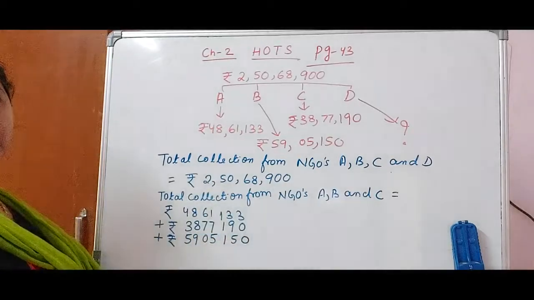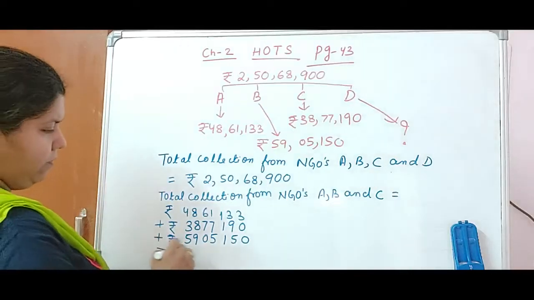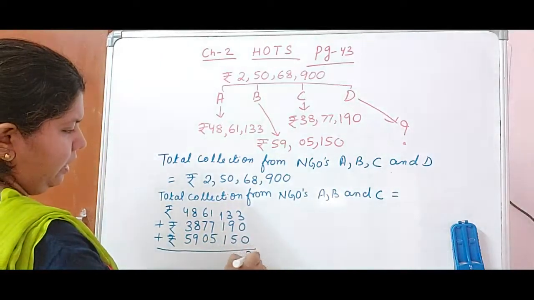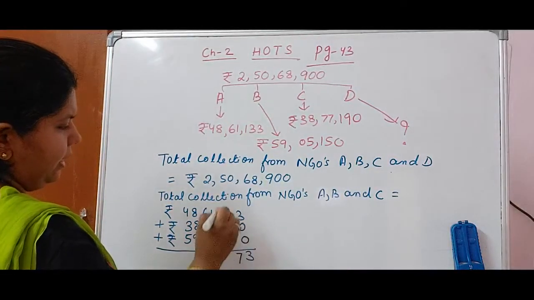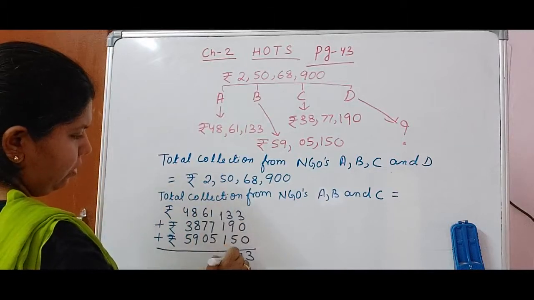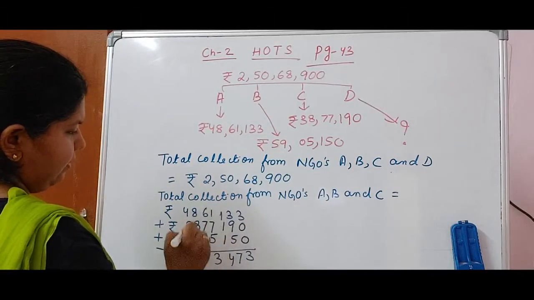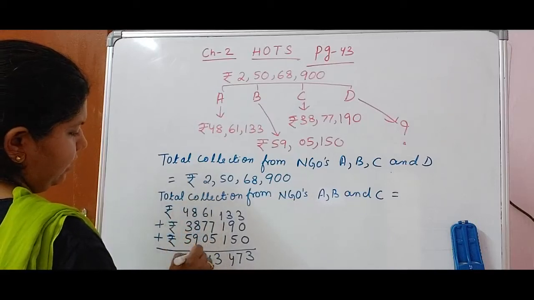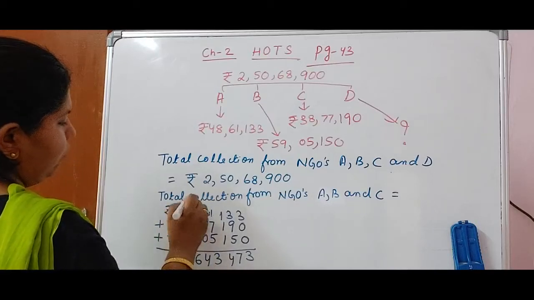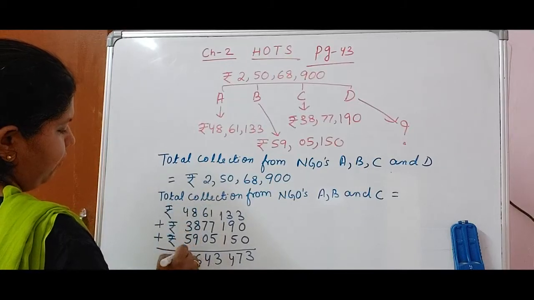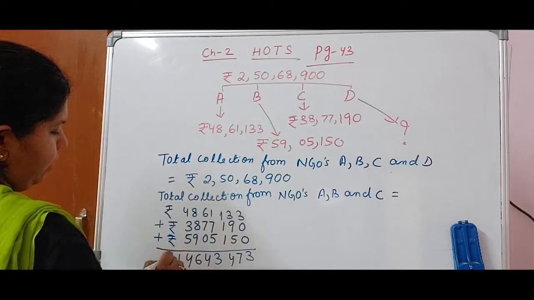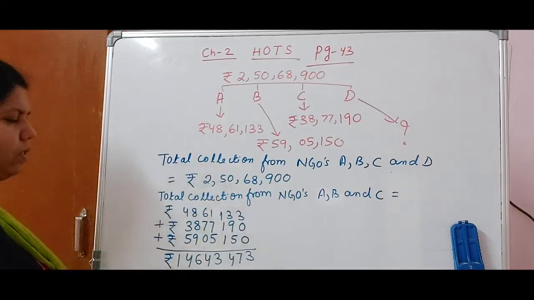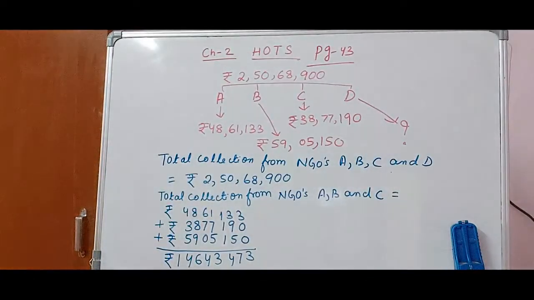After writing it in this column way, you will add: 3, 12 plus 5, 17, carry 1, it is 4, 13, 7, 7, 14, 8 plus 1, 9 plus 8, 17 plus 9, 26, carry 2, 4 plus 2, 6 plus 3, 9 plus 5, 14. Okay, so rupees 1 crore 46 lakhs 43,473.